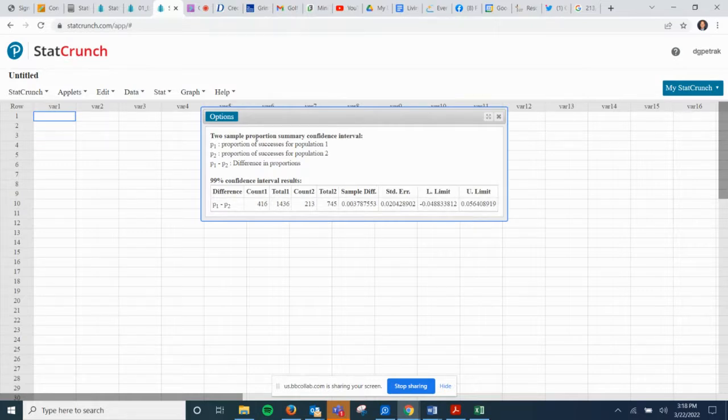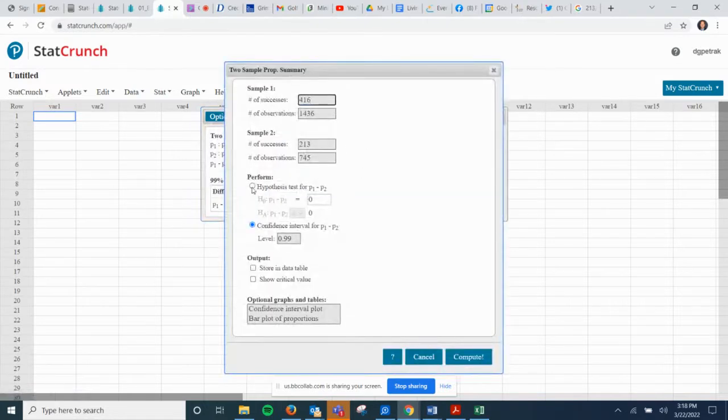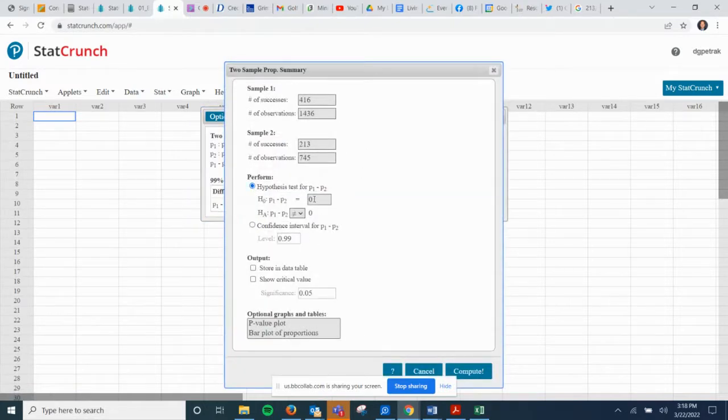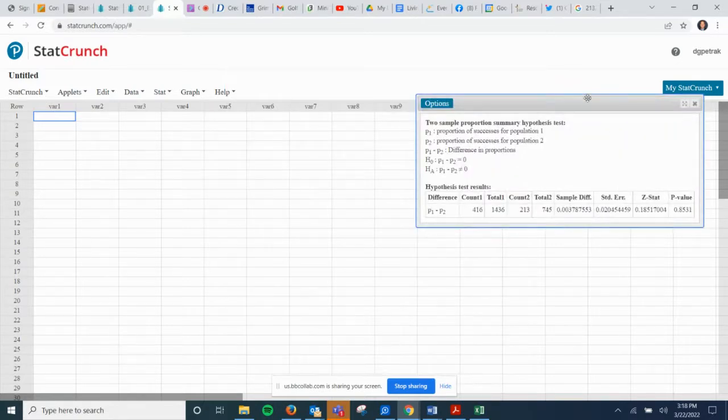If I want to do a hypothesis test, let's go ahead and do that right now. I can just hit edit here. It's already got the data. I'm just going to click hypothesis test. Null is equal, alternative is not equal, and just hit compute. Okay, and there it is.